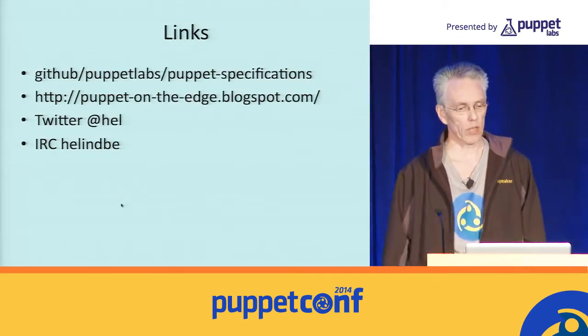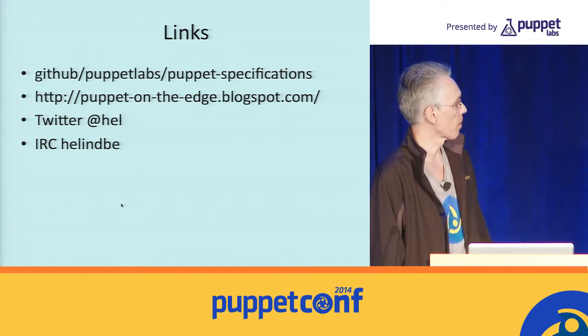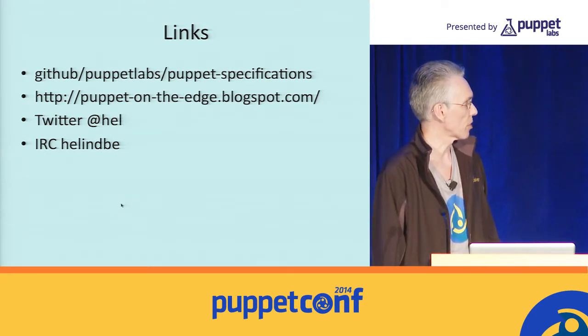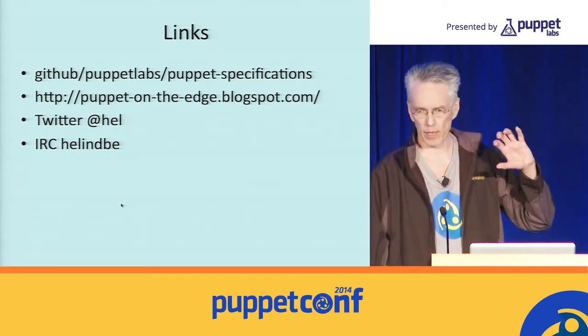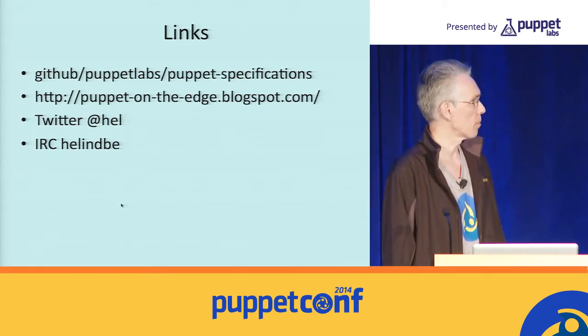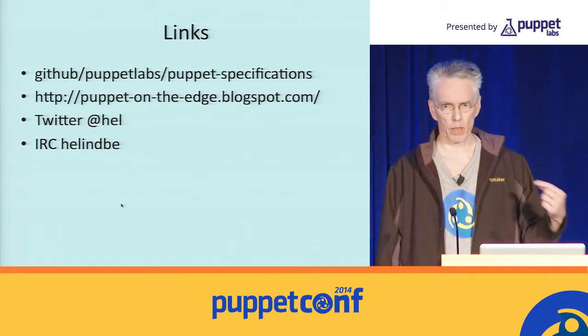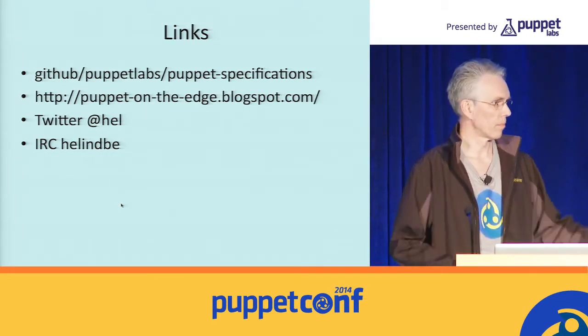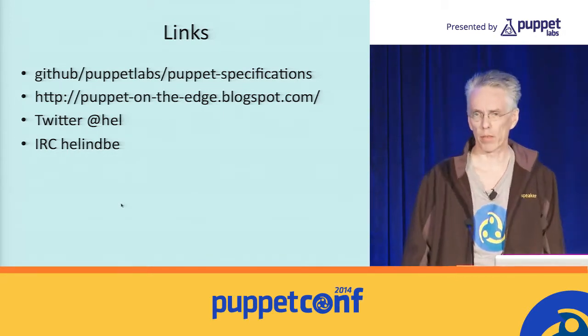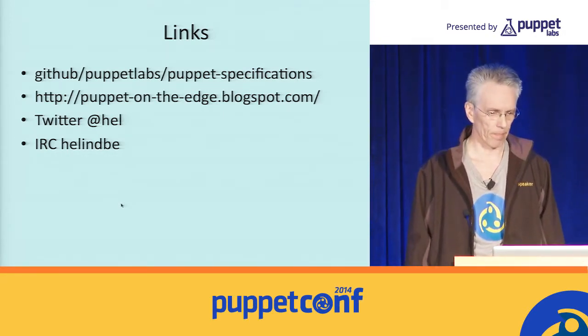And finally, here are some links to Puppet specifications and to my blog post. There's a whole series. There's an index page with about 10 different posts about the type system. There's one about EPP and one about HEREDOC and things like that, all the things I talked about. So a page or two or three about various topics.